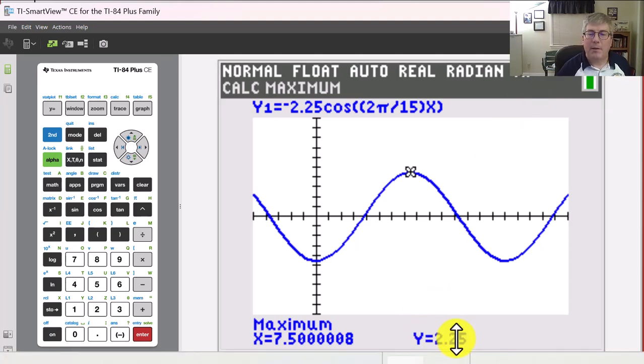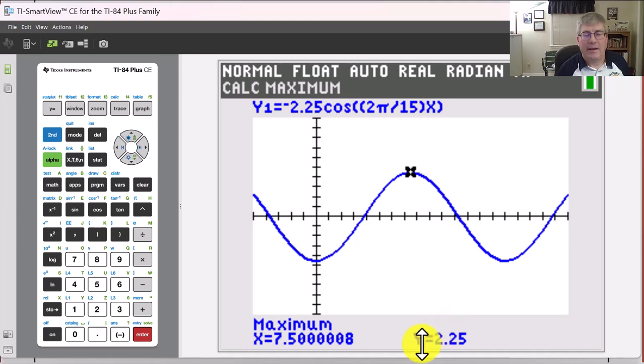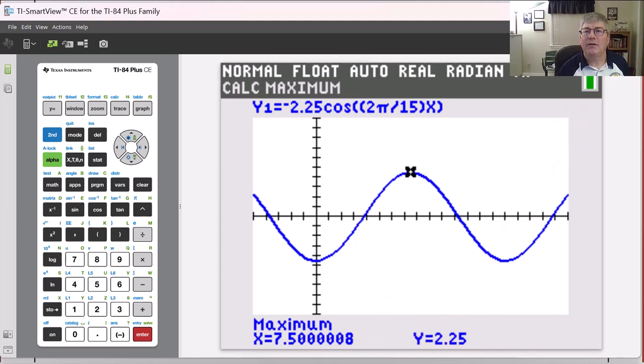So that wraps up this particular lesson, an application on concavity and a sinusoidal function, and you'll get some more practice with this when I see you in class.